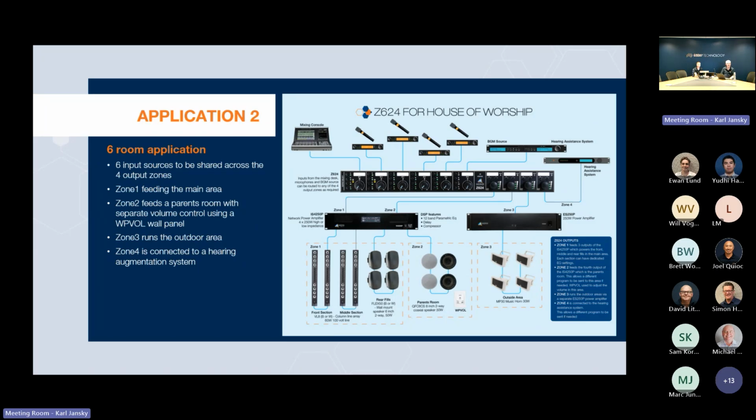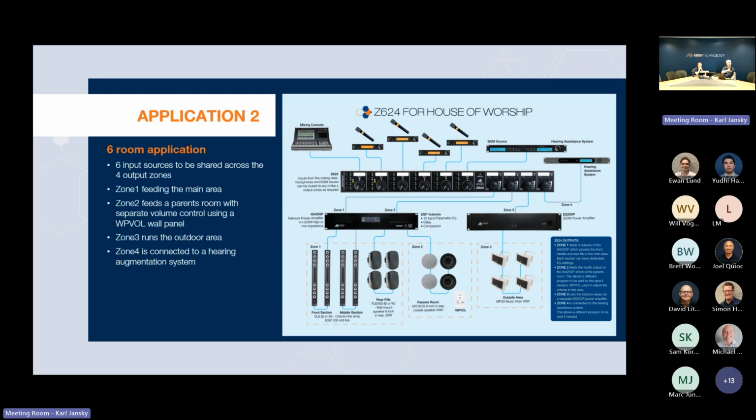Now the zones are set up. Zones 1, 2, and 3 are the body of the church themselves. We've got column speakers in the main part of the church, and rear fills for the rear of the church. They're all zones 1 and 2. Zone 3 is for the parents' room or the crying room that can have its own volume level in there. And zone 3 is external horns for outside areas of the church.